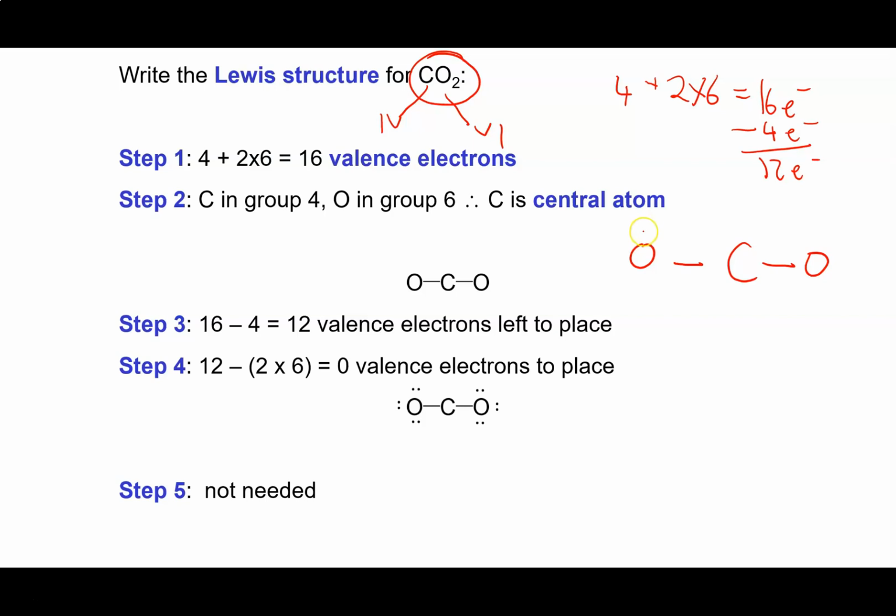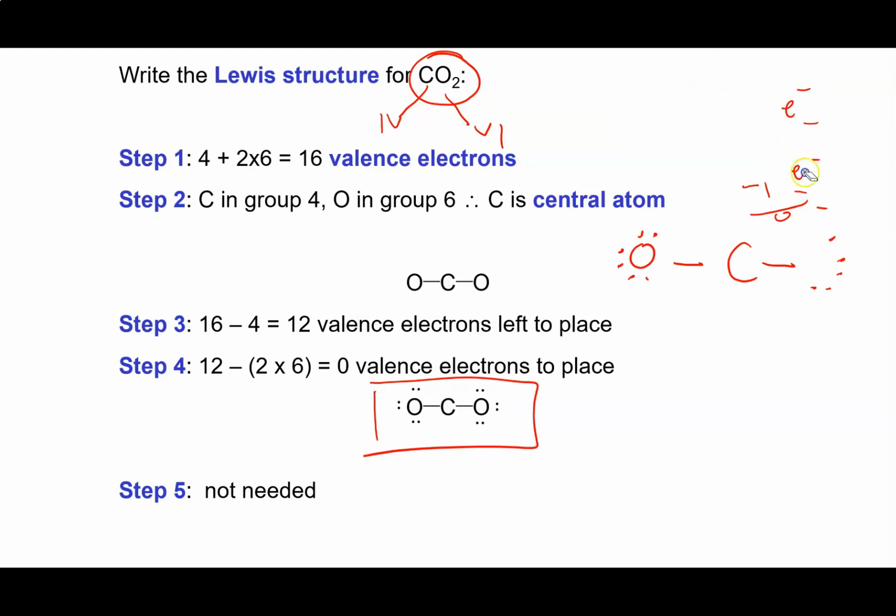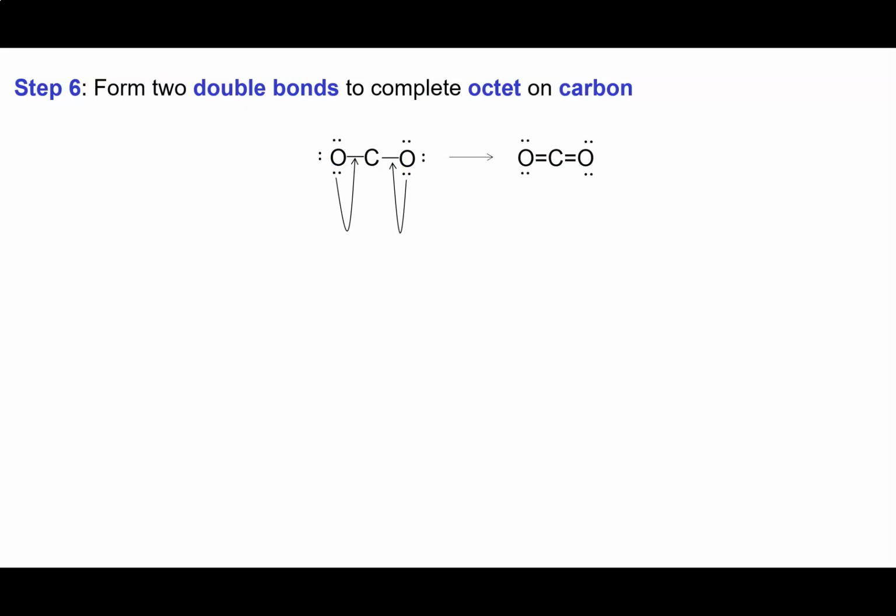Step 4 was to complete the octets on the outer atoms, and in this case I'm going to do that by adding 3 lone pairs to each of the oxygens, and if you keep count, that uses up all of my electrons. So when I get to this point, I've got no electrons left. Now step 5 was, after step 4, if I had some electrons left, I should put them on the central atom. So I don't need to do that because there are no electrons left after step 4. Then step 6 was form 2 double bonds.